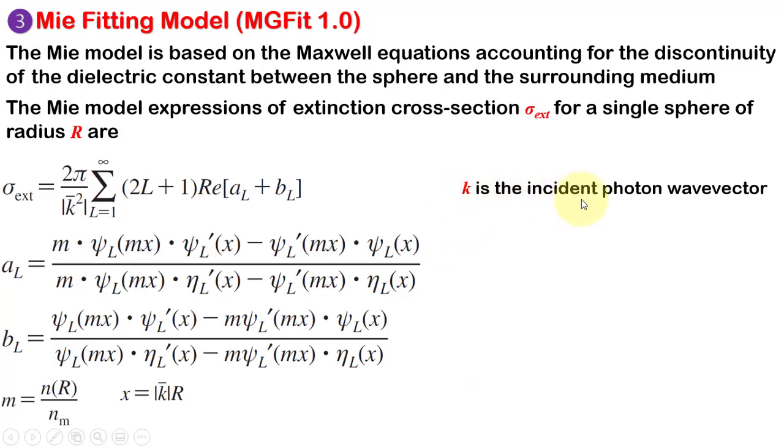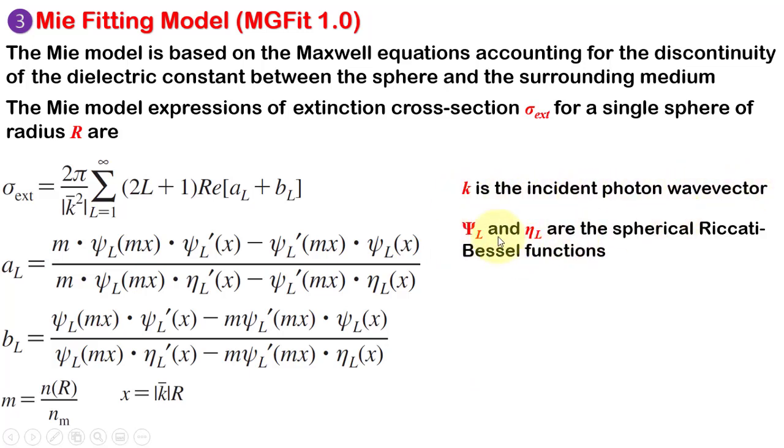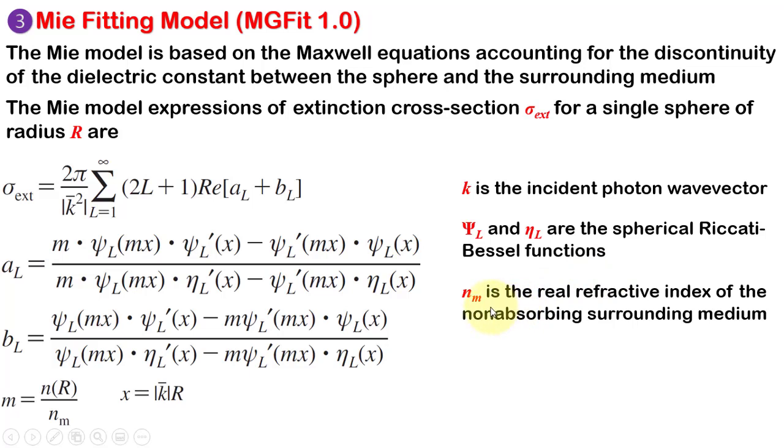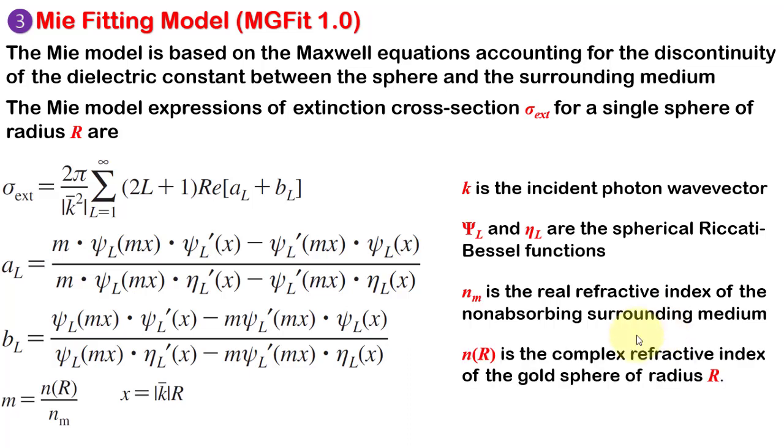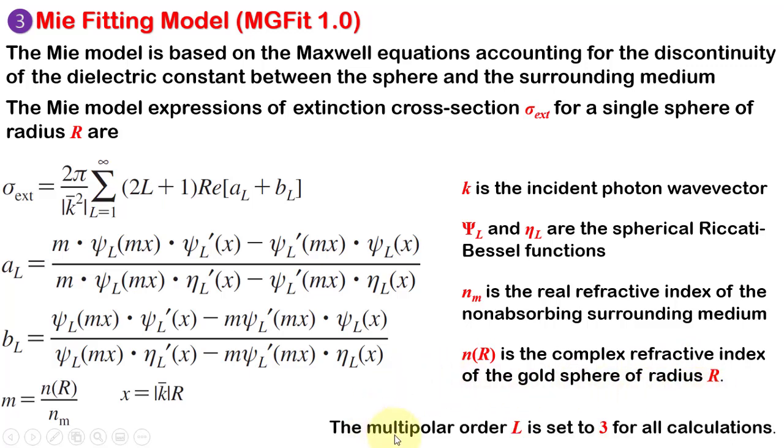Here, k is the incident photon wave vector. Psi_L and eta_L are the spherical Riccati-Bessel functions. N_m is the real refractive index of the absorbing surrounding medium. N_r is the complex refractive index of the gold sphere of radius r. The multipolar order L is set to 3 for all calculations.